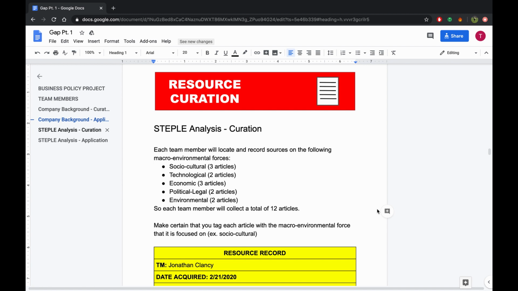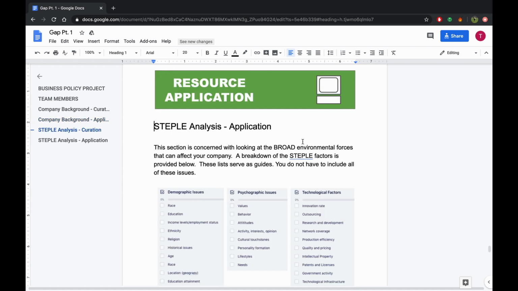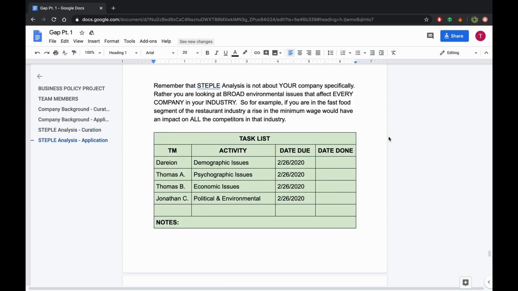Each team member collected 12 articles on these various factors. After we collected all of those articles, we moved on to the application process. In the application process, we looked at the broad environmental forces that affect our company through the industry. We split up the issues so that each team member could analyze one or two of them.